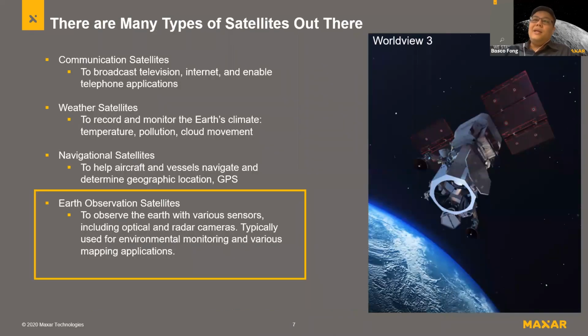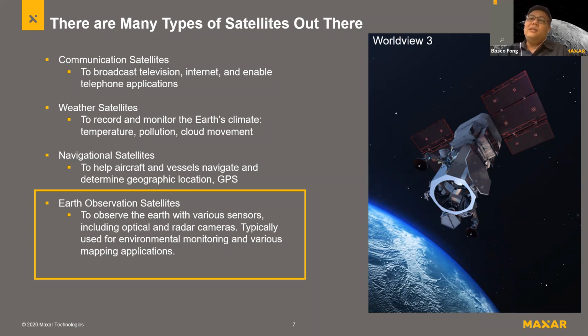There are many types of satellites out there. Maybe you have all heard about communication, weather, navigation, or EO satellites. These are some of the different categories. The first one is the communication satellite, which is used for broadcasting television, internet, and also to enable telephone applications.